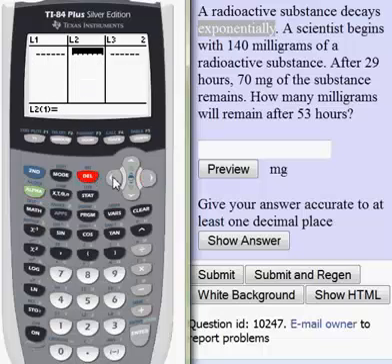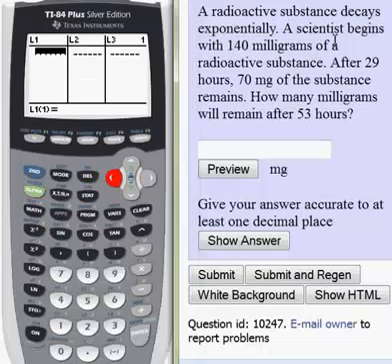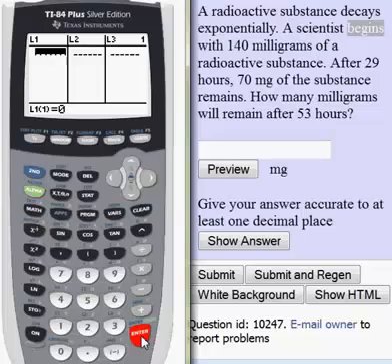I'm going to go back by pressing left. Now it said a scientist begins. I'm going to call L1 time and L2 quantity. So if he begins with 140 milligrams, that's time 0. So I'm going to type in 0, and then right arrow over and type in 140 milligrams for my quantity. So it's important to keep straight that my input is time in L1 and my output is going to be quantity.